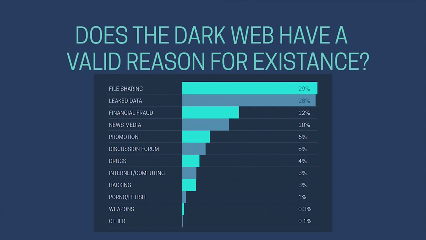28% is leaked data. I'm pro transparency, so it really depends on the data that's being leaked, but most of the time, if it's about governments, it's okay. Financial fraud, 12%. News media, 10%. So even though financial fraud is a huge topic on the dark web, news media directly follows it with 10%. Promotion, so self-promotion. Discussion forums, 5%. Drugs, only 4%.